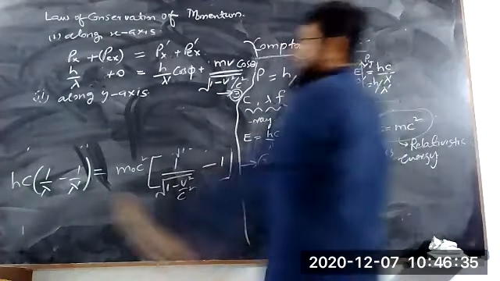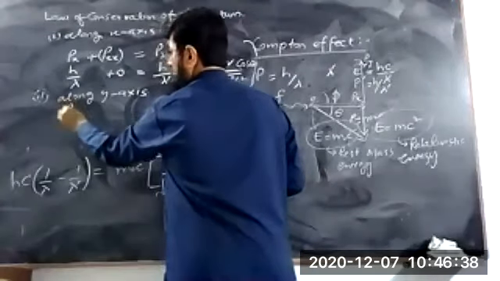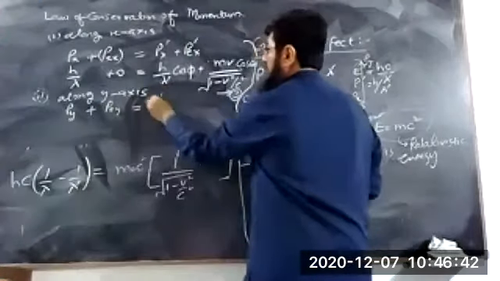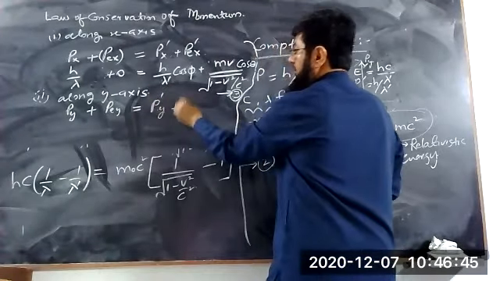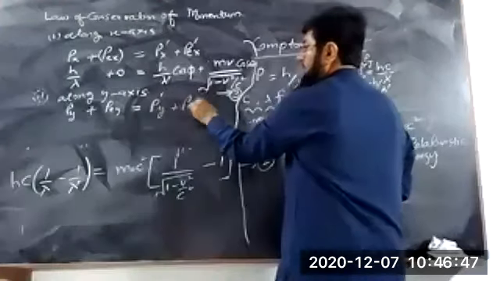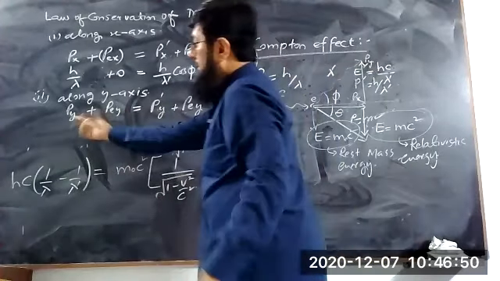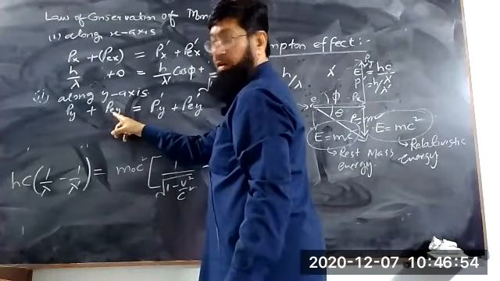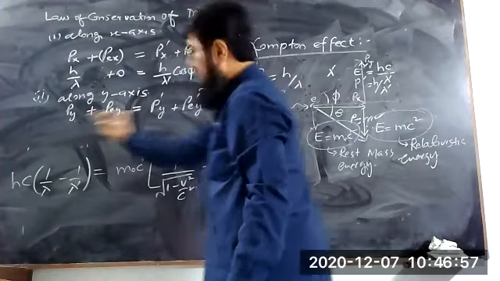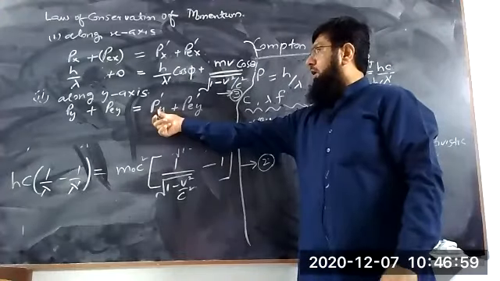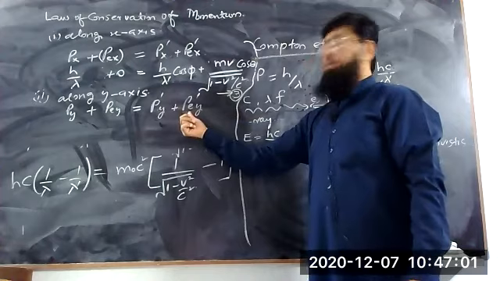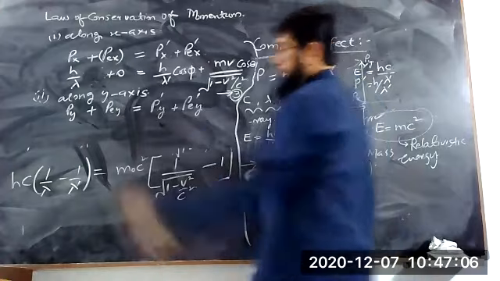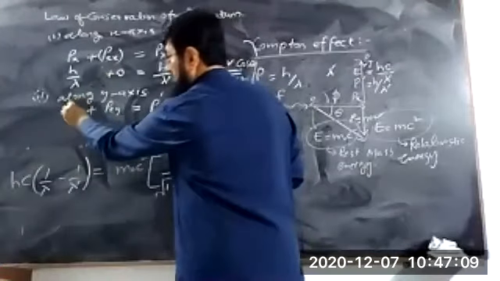So the momentum of the photon along the y-axis plus the momentum of the electron along the y-axis before interaction is equal to the momentum of the photon along the y-axis plus the momentum of the electron along the y-axis after interaction. Here before interaction, the photon is along the x-axis, therefore this is 0.